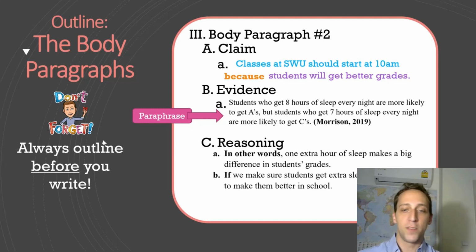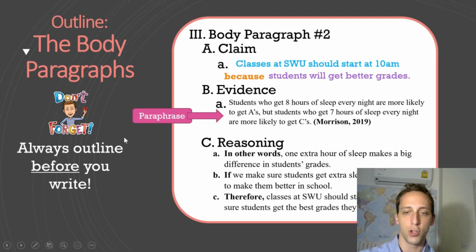Then I use my forms for convincing. If this, then this. If we make sure students get extra sleep, we can do a lot to make them better in school, right? And you can use 1 or 2 sentences to explain that. As many as you need, but 1 or 2 should usually be fine. And then I end it with therefore. Therefore, classes at SWOO should start at 10 a.m. (it says 9 a.m., it should say 10 a.m.) to make sure students get the best grades that they can. Cool, and that's a body paragraph.